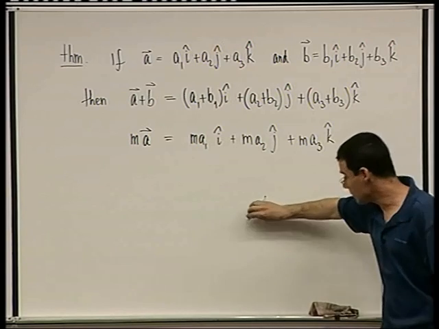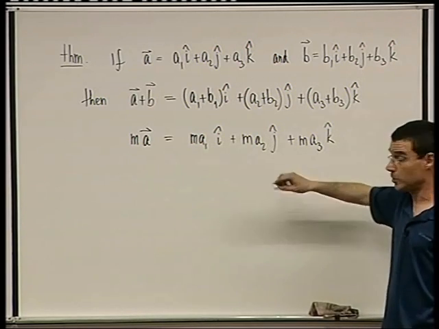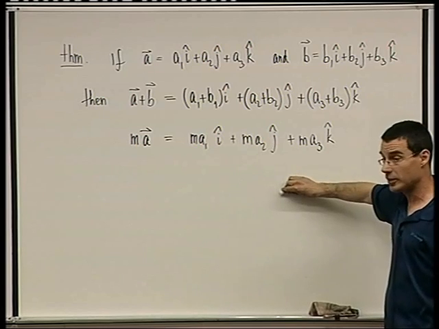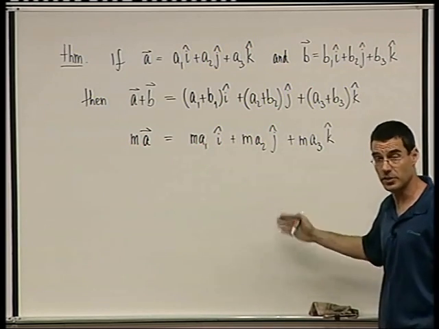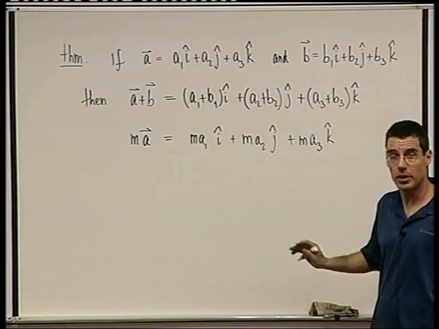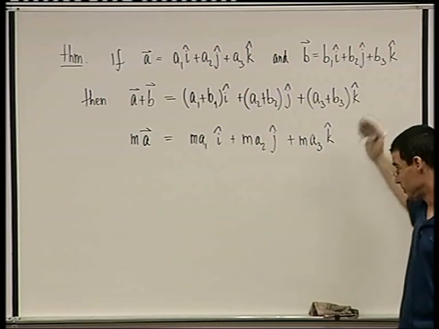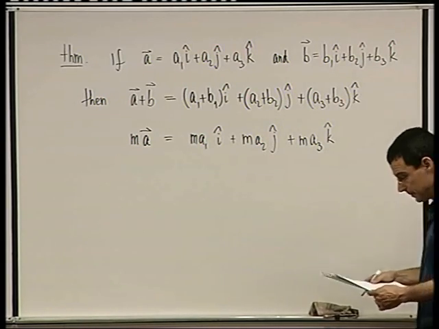Okay? Do it in 2 dimensions. Take a vector on the board or on your paper, add to it another vector, and try to figure out what the components are and how they add up. Just in the regular XY system. Okay? And see that this in fact holds.